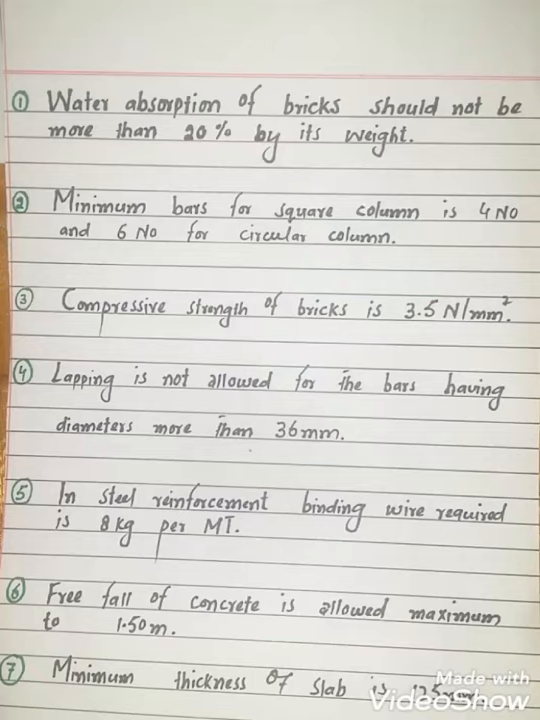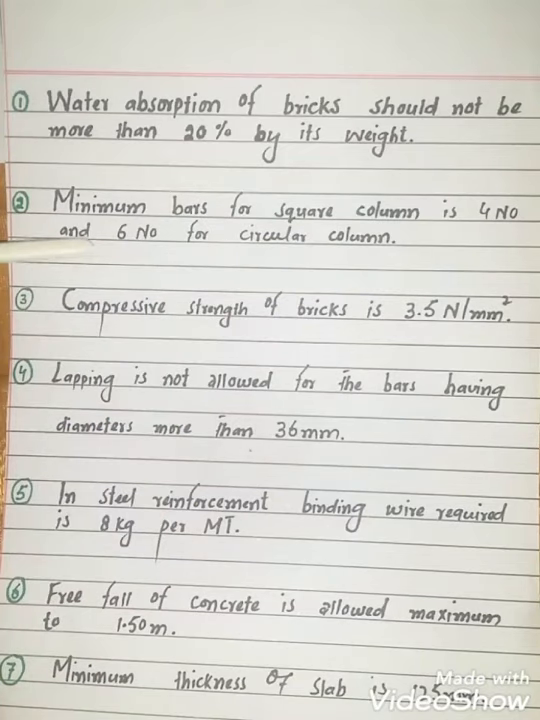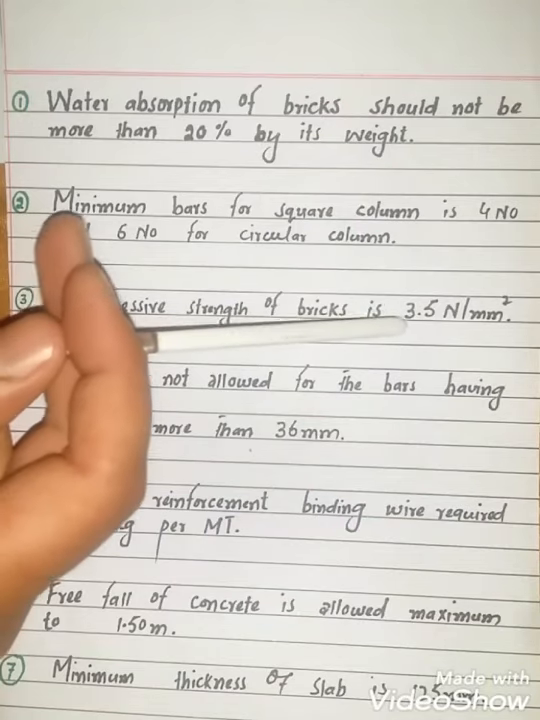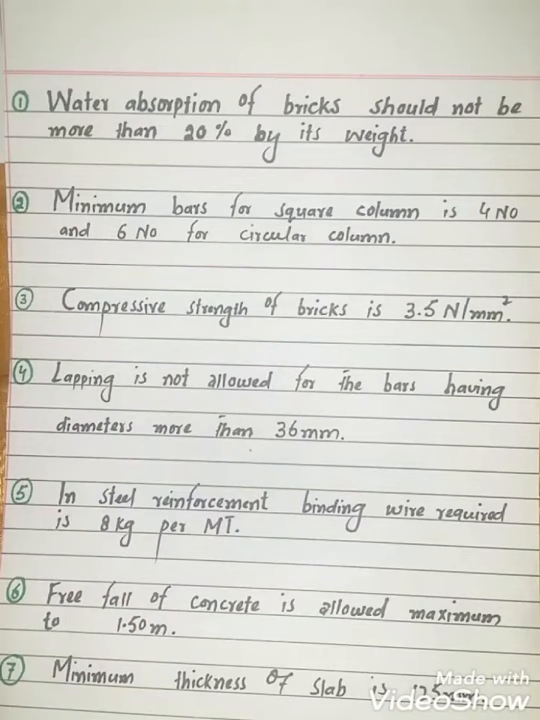The second key point: the minimum number of bars for a square column is 4, and 6 for a circular column. Key point number 3: the compressive strength of brick is 3.5 Newton per millimeter square.